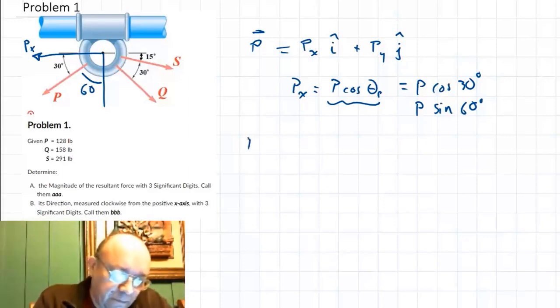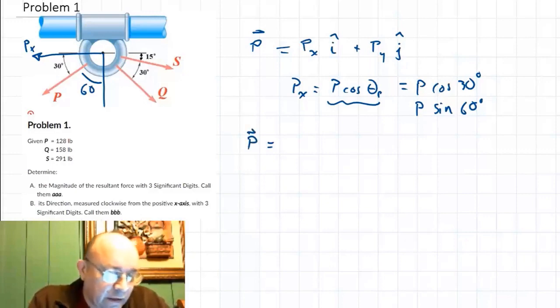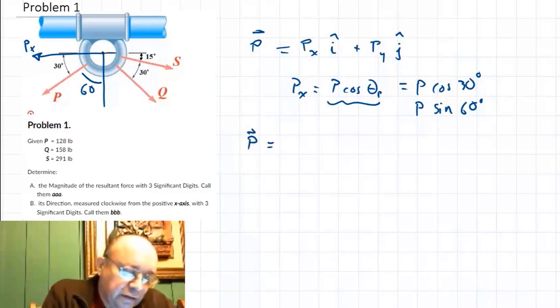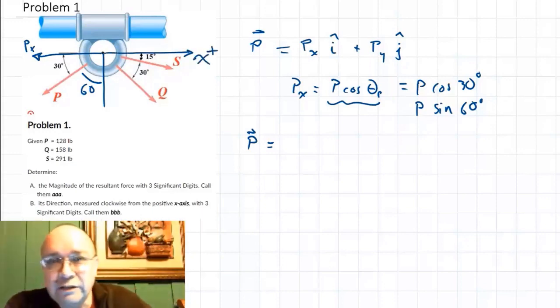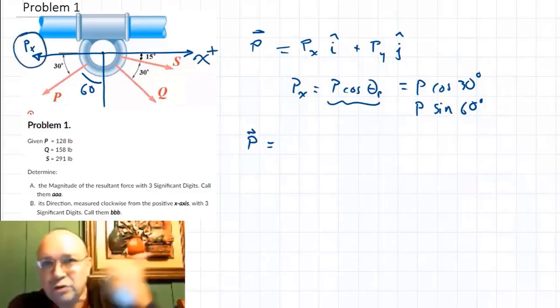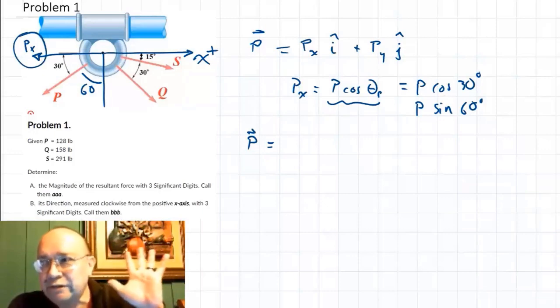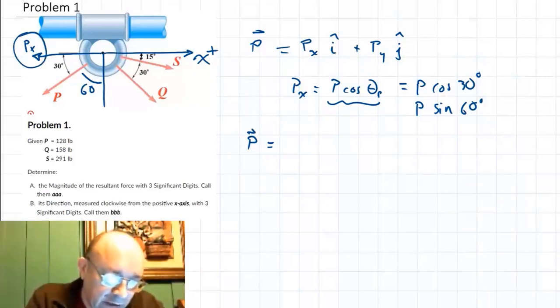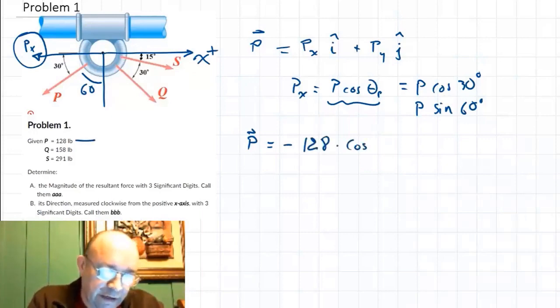So for P, you will do the component here. This is the x-axis. We always consider x positive to the right. This component is going in the opposite direction to the x positive, so it's a negative component. So you have to put minus, the magnitude is 128, and then cosine 30, multiplied by i.